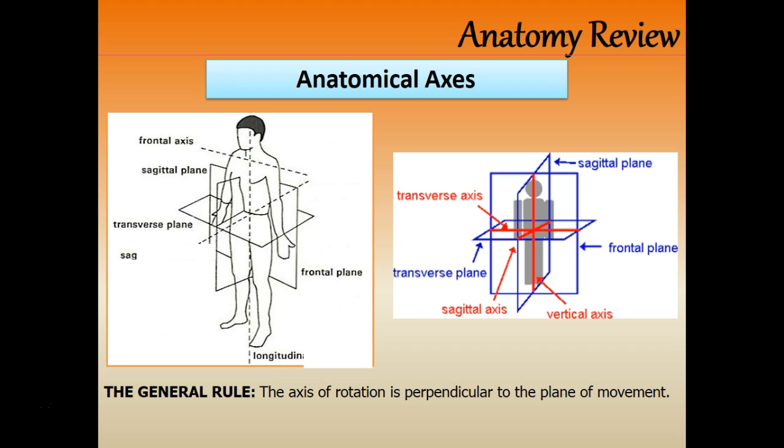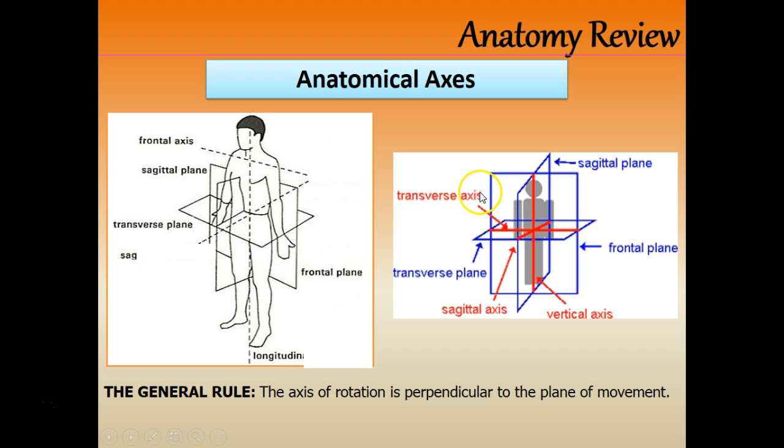The axis or axes of the body are going to be perpendicular to the respective plane of movement. And so what we can say is that movement at the joint takes place in a plane about an axis, right? And so there are 3 axes of rotation. Let's break those down a little bit. The first one is the transverse axis. Second one is the vertical, and sometimes it'll be called the longitudinal axis. And last but not least would be the sagittal axis.